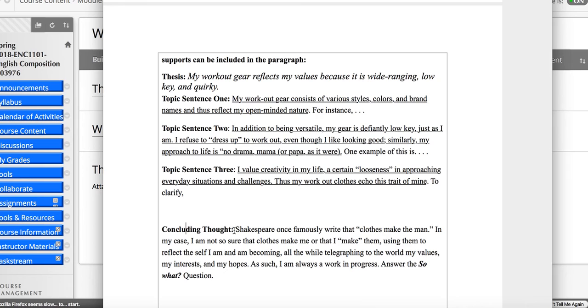Shakespeare once famously wrote that clothes make the man. In my case, I'm not so sure that clothes make me or that I make them, using them to reflect the self I am and am becoming, all the while telegraphing to the world my values, my interests, and my hopes. As such, I'm always a work in progress. And so that concludes it there.